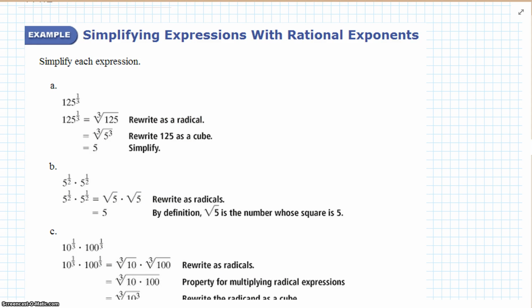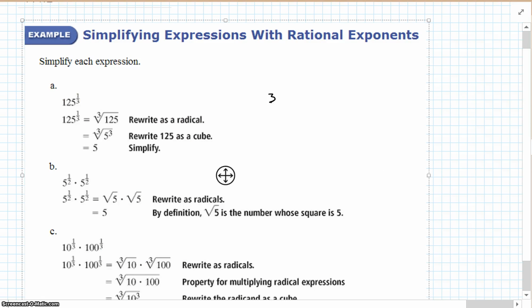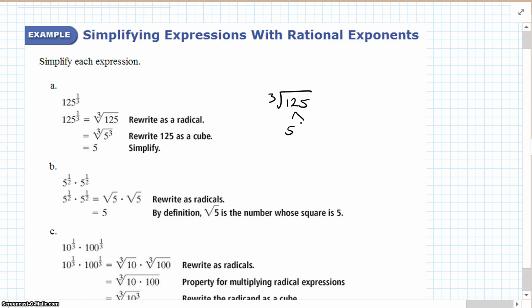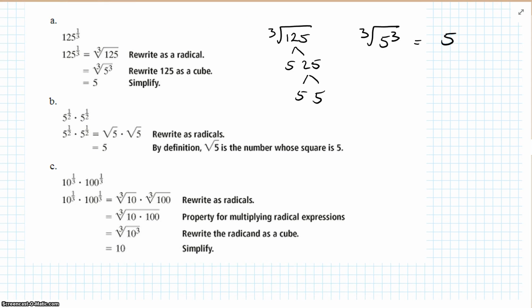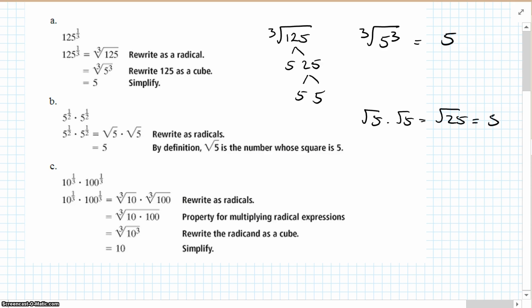So, simplify each expression. 125 to the 1/3 power can be written, if we need to, as the cube root of 125. We can factor that down, so we get the cube root of 5 cubed, which is 5. 5 to the 1/2 power times 5 to the 1/2 power is going to be the square root of 5 times the square root of 5, which is the square root of 25, which would be 5.